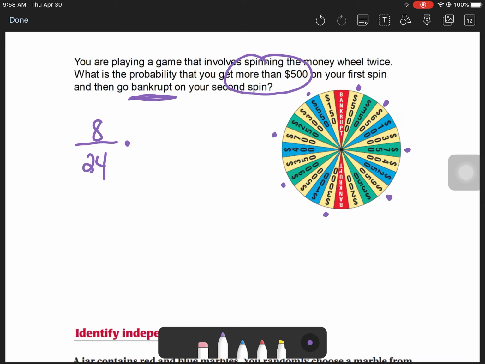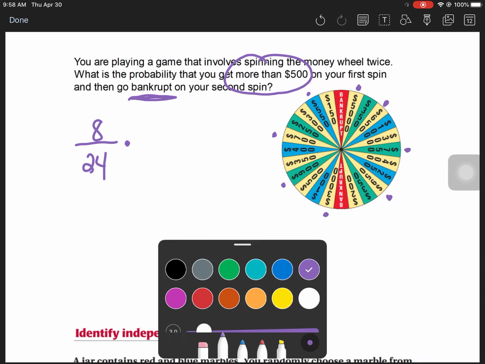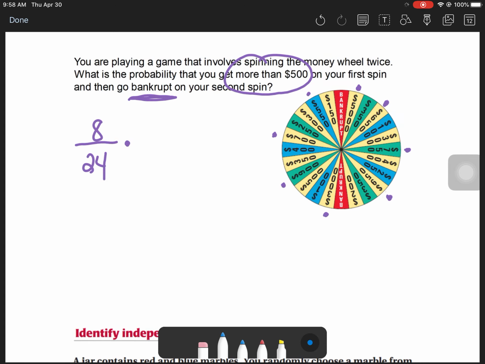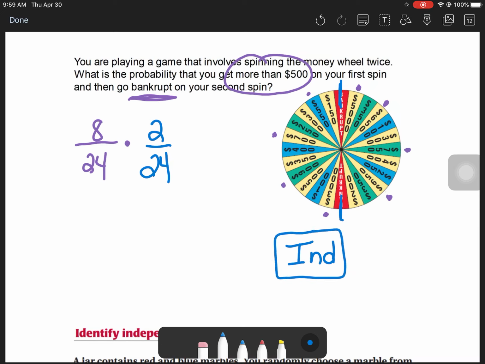we want bankrupts. So let's take a look and see how many bankrupts there are on the wheel. Looks like there are 2 bankrupts. Now, because that wheel, once we spin it and we spin it again, it doesn't matter what we spun the first time because we're starting all over. It's independent.